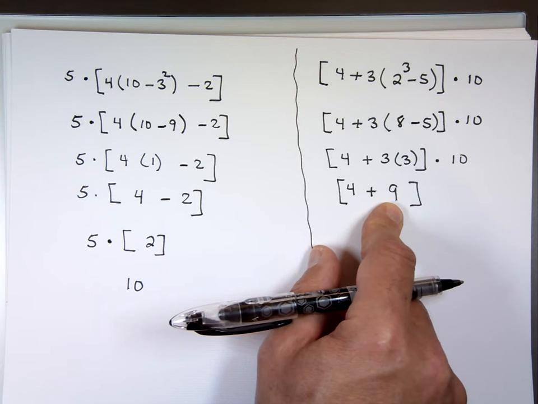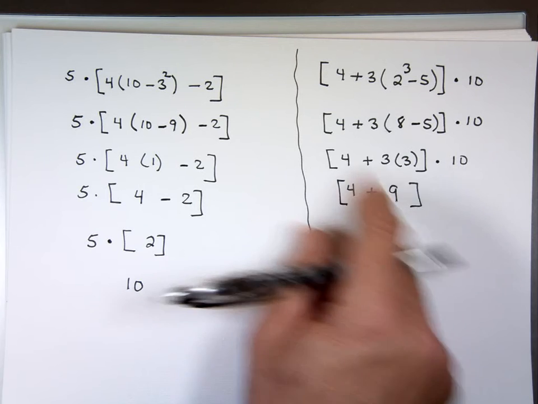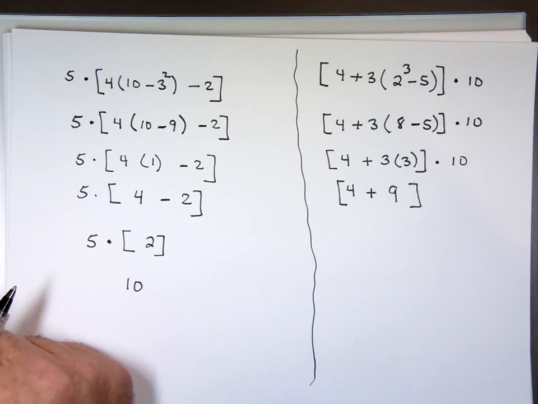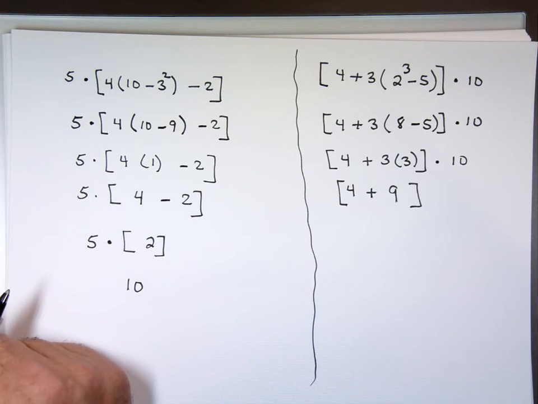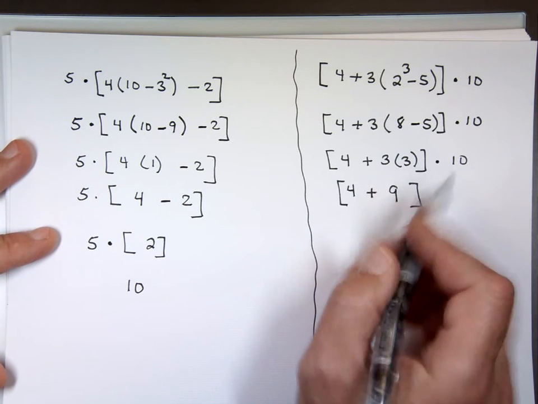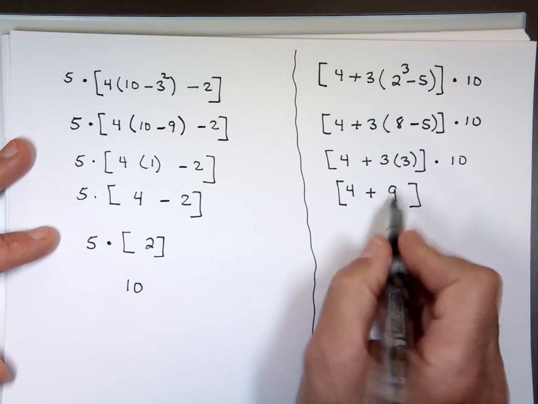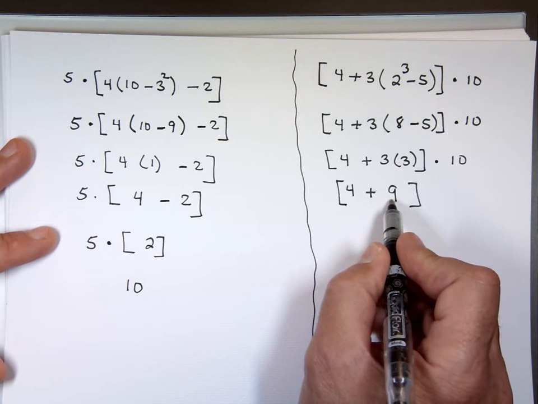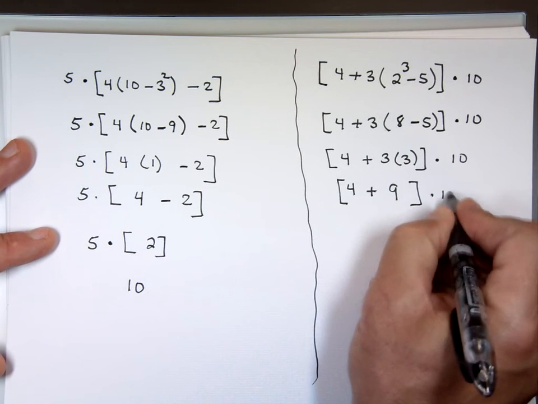The multiplication before the addition. So you gotta multiply these two before you can add. Because the order of operation is multiplication, division, addition, subtraction. So you do the multiplication before you add. So 3 times 3, which is 9. Now, what's 9 plus 4?